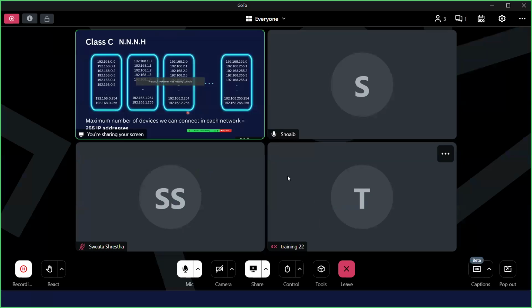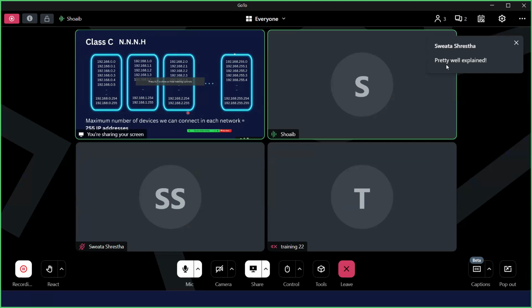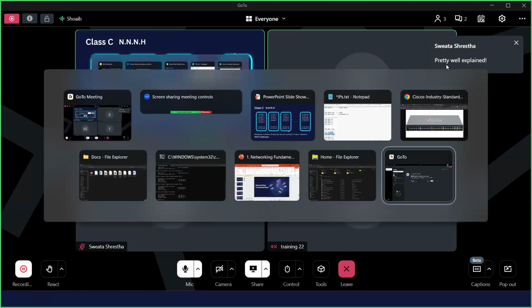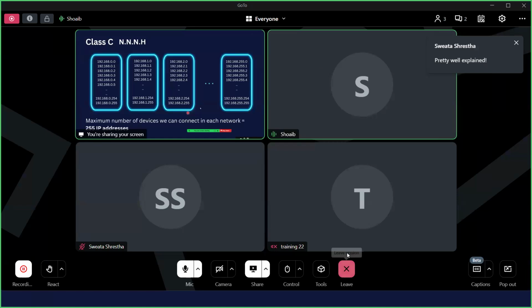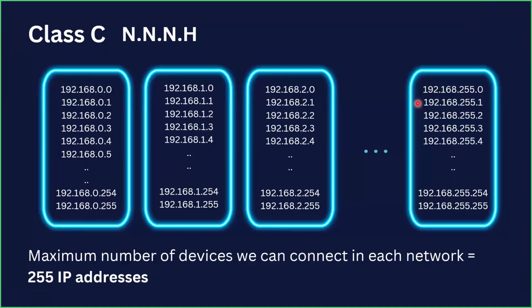Sir, I have a question. Oh, yeah. One thing. So, sir, this is Pooja, sir. Right, Pooja. Go ahead. So, we have in the slide, I can see that we can connect in each network. So, what do you mean by in each network?